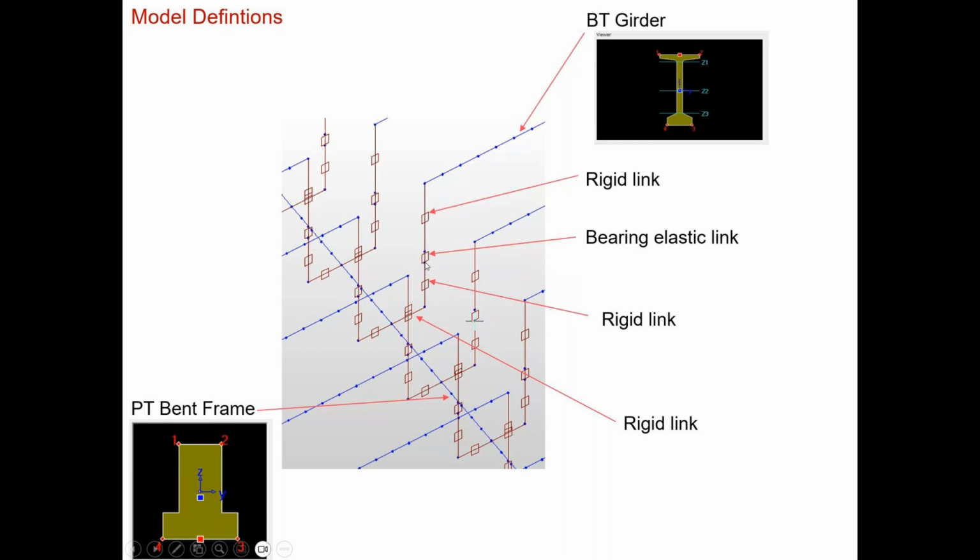And then we have another rigid link that basically connects the bearing to the inverted T section. The inverted T section was assumed to have the insertion point at the bottom center here. So this represents the depth of the ledge.